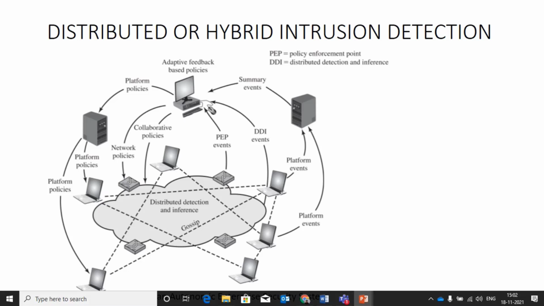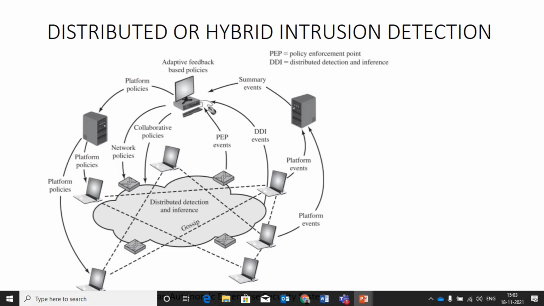Now, another key thing is the distributed or hybrid intrusion detection system. If we merge both technologies, anomaly and the previous one, signature based, that will become hybrid and distributed also. And with distributed, there is one advantage: the resources are shared among all the network. So we work with fewer resources and the computation will be increased, so we'll get an effective result immediately.